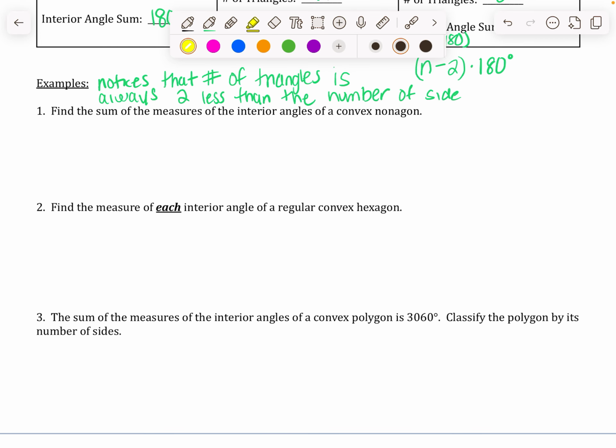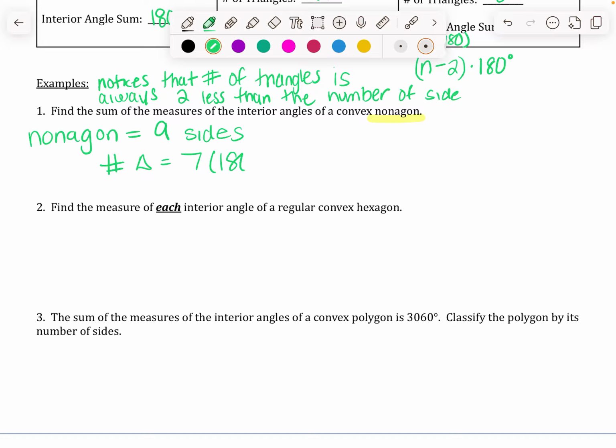So, for example, if we want to find the sum of the interior angles in a convex nonagon, we are going to have to remember that a nonagon has 9 sides, which means that there are 7 triangles. So we're going to take 7 times 180. And that's going to give us 1,260 degrees.